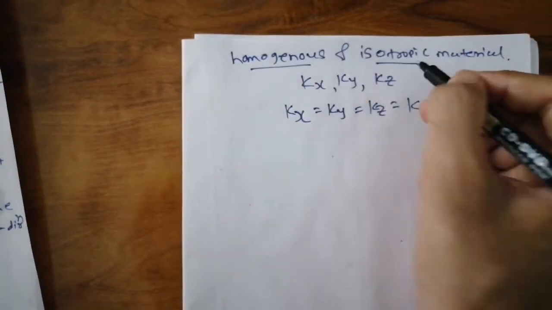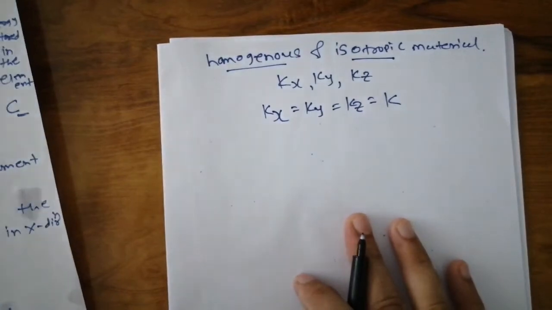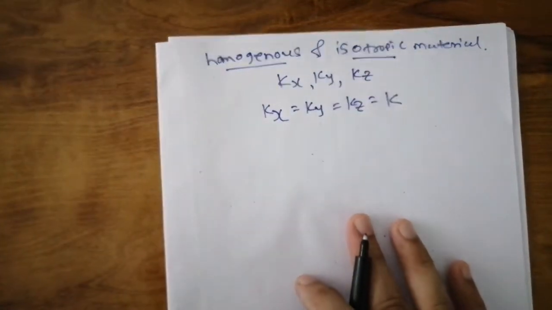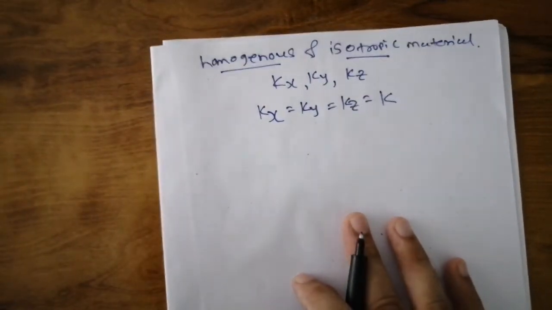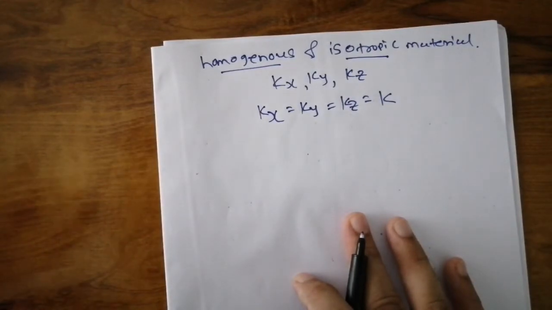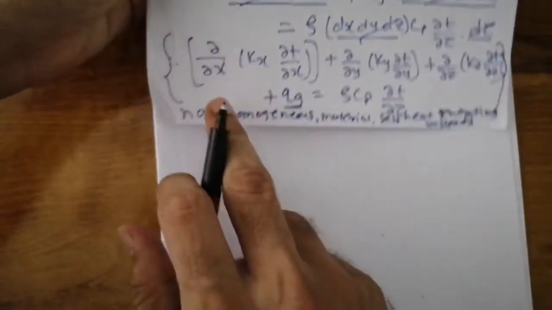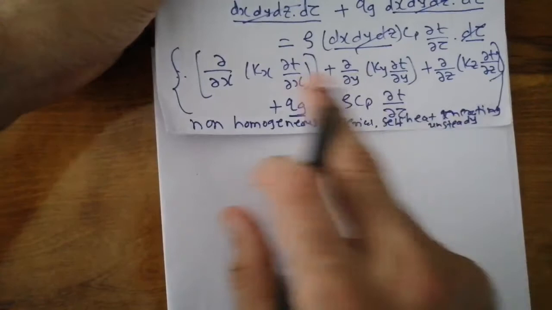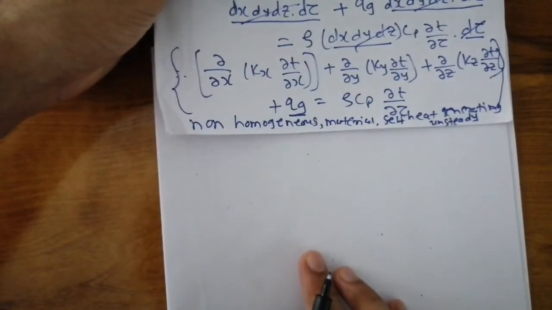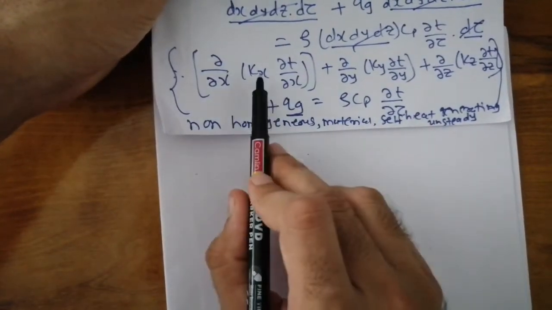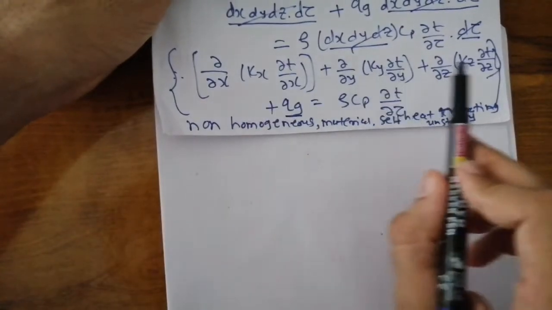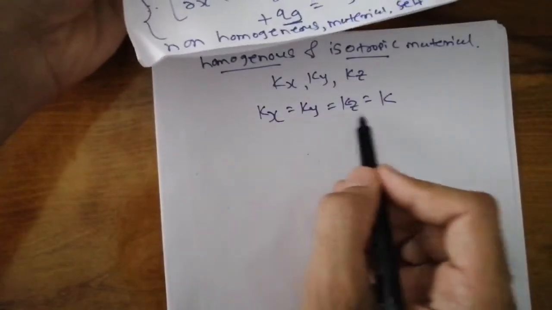Now what is an isotropic material? An isotropic material means the material is independent of the surface orientation. We already derived the equation for homogeneous and non-homogeneous material, but now that equation is converted for homogeneous material. So we consider kx = ky = kz = k.